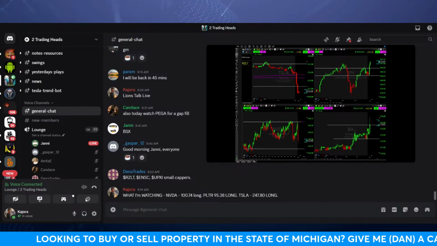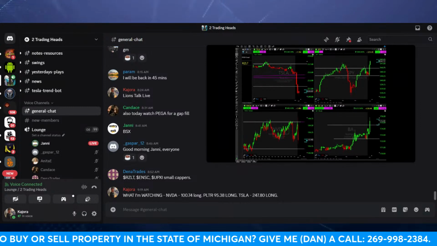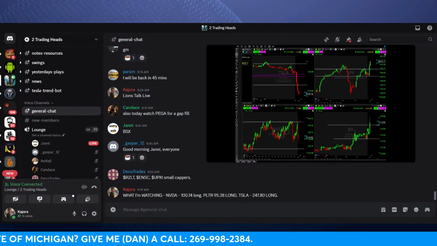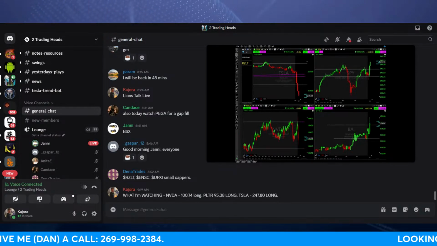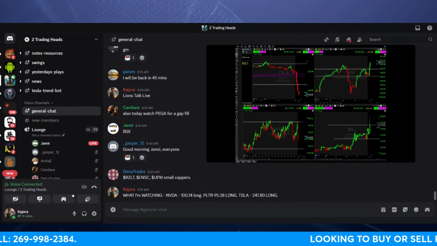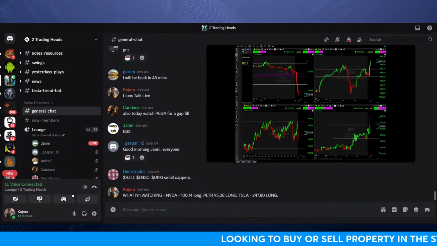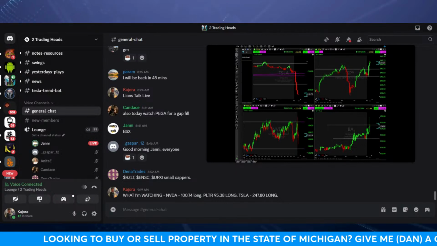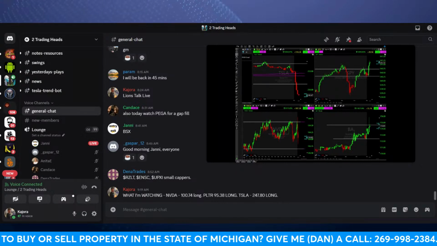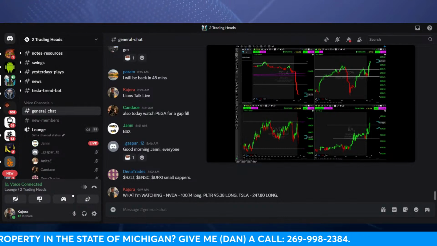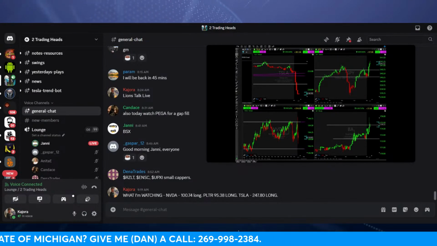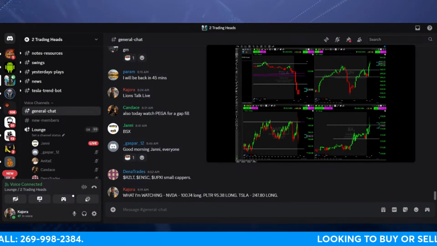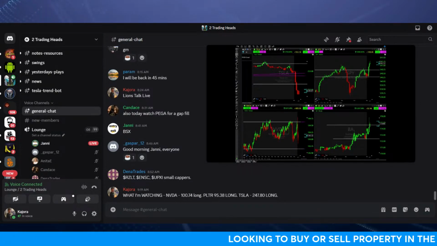VRT trying to break under this 84. VRT trying to break on the support. GEV made a pop and dump. Same thing goes for VRT, pop and dump. Right? This is the best kind of thing. Pop and dumps, love them. How can you not love this kind of thing? BA is the one that's still holding it up there.